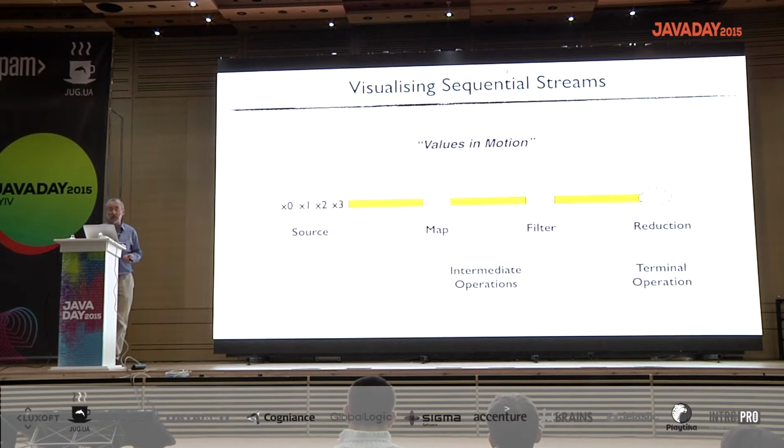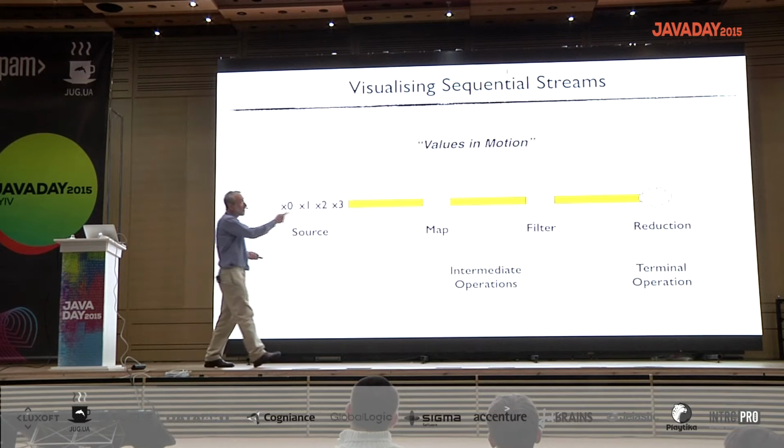Here's my picture of what sequential streams look like. Once again, I apologize to people who were here yesterday. Since it's quite difficult to explain what streams are to Java programmers, because we're used to collections and iterators, I say a stream is a little bit like an iterator because it's lazy.